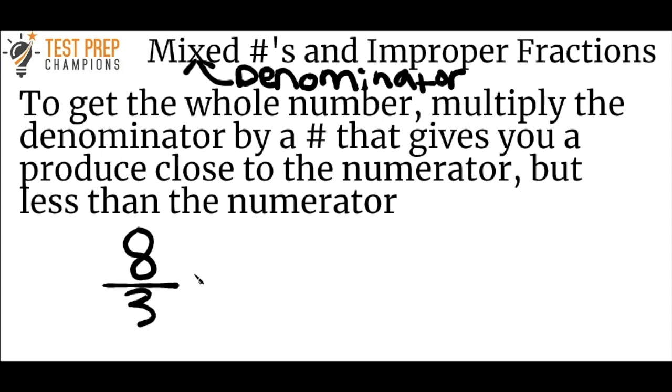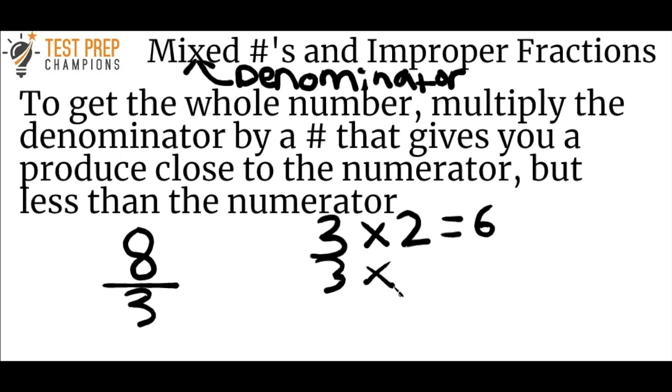So 8 over 3. So what we want to do here is we want to focus on the denominator. So the denominator is 3. So we want to multiply 3 by some number, and we want to get a product that is close to 8, but it's got to be less than 8. So let's try a few different things here. So 3 times 1 is just going to be 3. We already know that. So we've got 3 times 2 here, and 3 times 2 gives us 6. And so what about 3 times 3? 3 times 3 gives us 9.